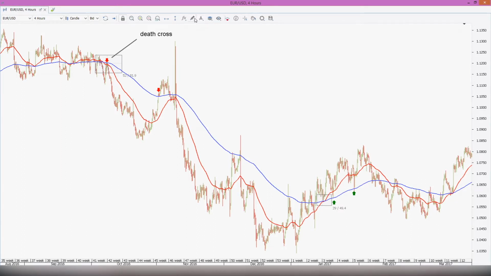And then the market, like it or not, forms a death cross here. Now this death cross gives us the opportunity to trade a put option right here, to trade a put option right here, and then that's it. We don't trade this one anymore. If we still decide to trade this one, we should take it with a grain of salt.